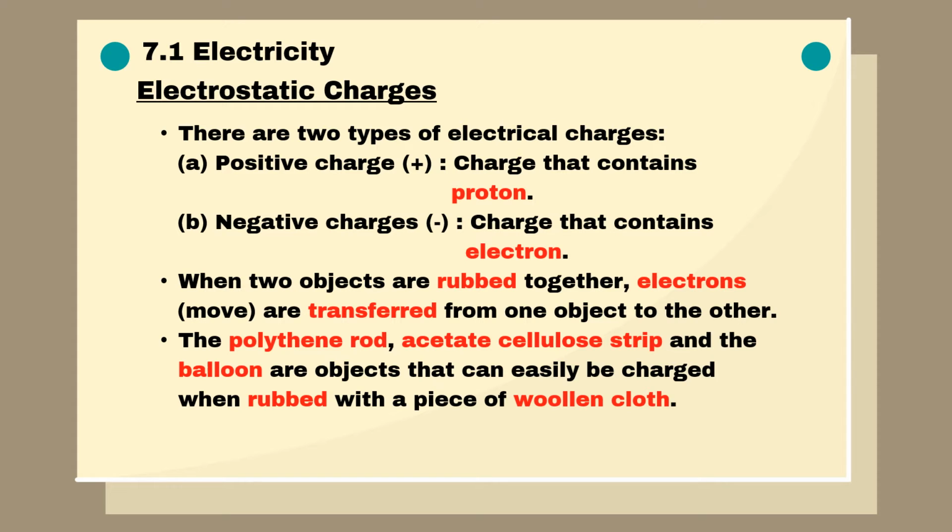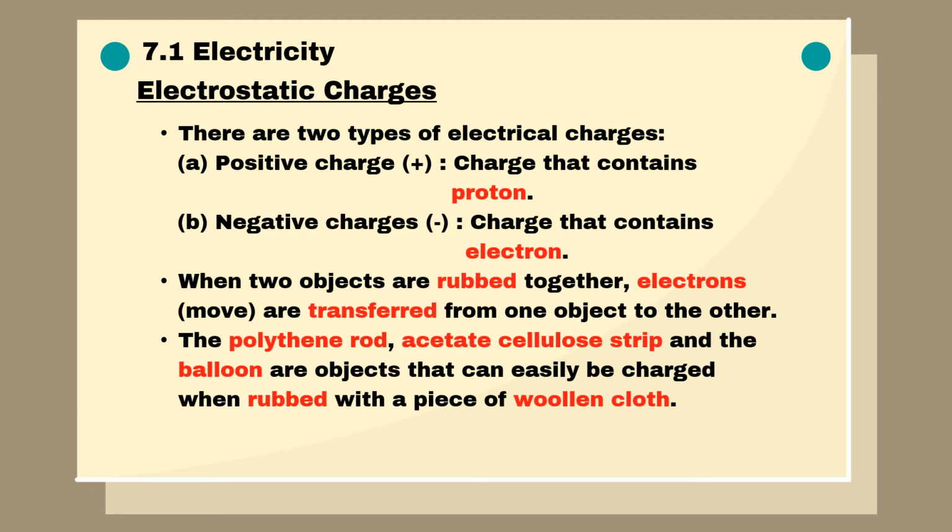So, there are two types of electrical charges, which are positive and negative charges. Positive charge means the charge that contains protons, which means positive. A negative charge means the charge that contains electrons, which means negative. So, when two objects are rubbed together, electrons that can move are transferred from one object to the other.